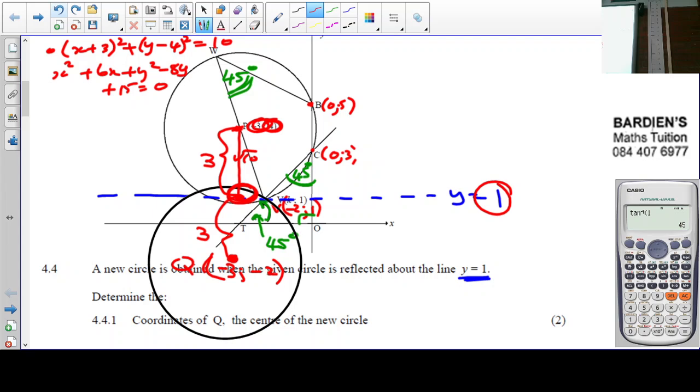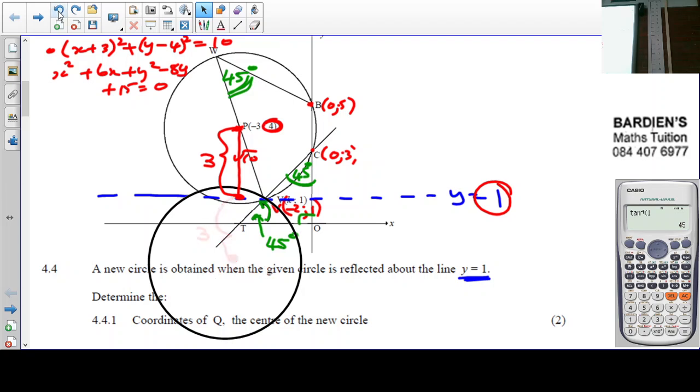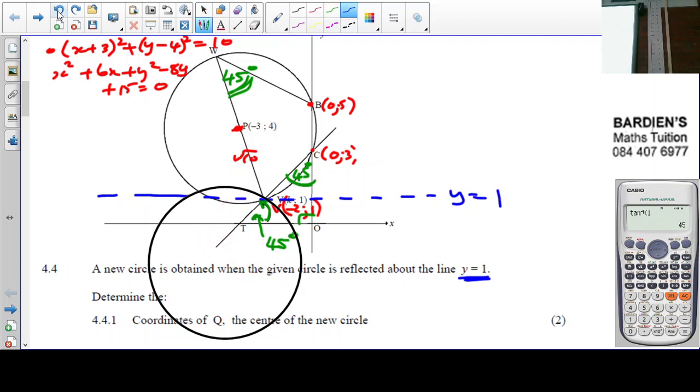Okay? I'll just take this away. I'm going to replace it in blue. Okay? We go from there to there. To here. That's going to be, what was it? Negative 3 and negative 2, and this is your Q. It's 4.4.1. Okay.